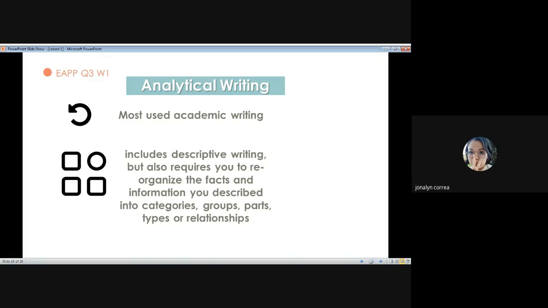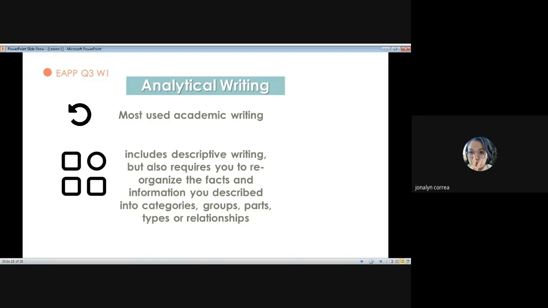But in some cases, you have to do the categorizing on your own. For example, you can consider this data as the advantages of the specific practice, and then the other data are the disadvantages. So that is how we categorize.